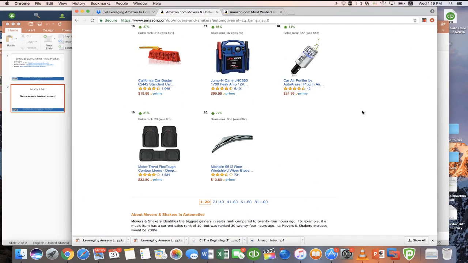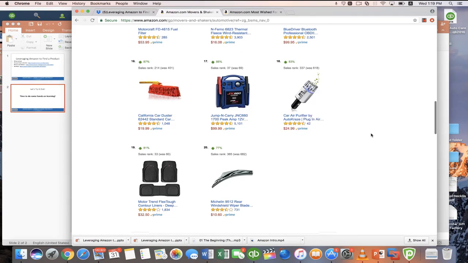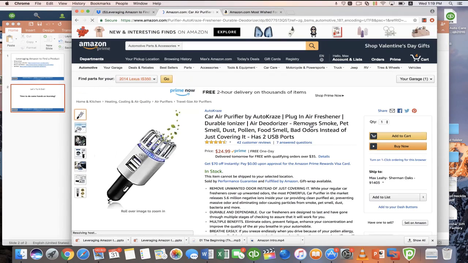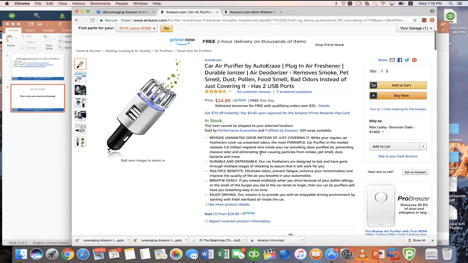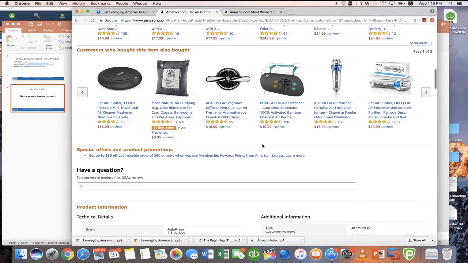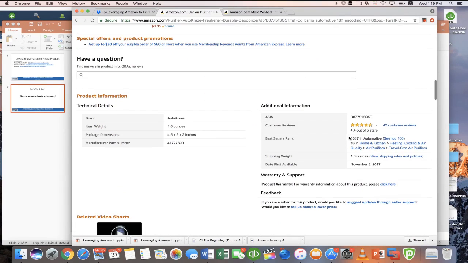So if we look, let's see if we can find something interesting. These are all over Amazon, but we'll take it as an example. Car air purifiers. So it plugs into USB and it purifies the air and gets rid of the dust and pollen and food smells in your car. So $25, my guess would be the cost would probably be around $4 of this. So it's a really nice markup. Easy to ship, small and light.